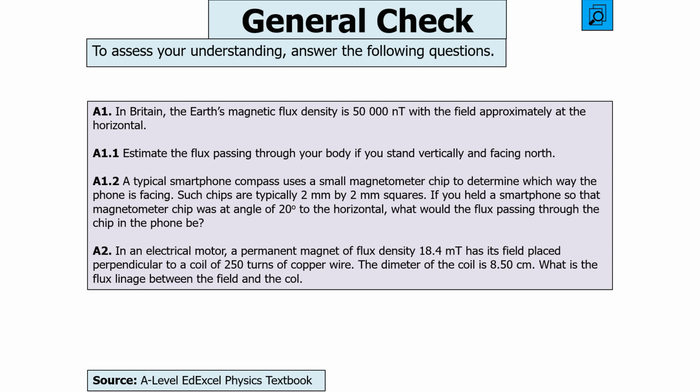Then in an electrical motor, a permanent magnet of flux density 18.4 milliteslas has its field placed perpendicular to a coil of 250 turns of copper wire. The diameter of the coil is 8.50 centimeters. What is the flux linkage between the field and the coil? So pause the video now, then unpause the video when you want to go through your answer.